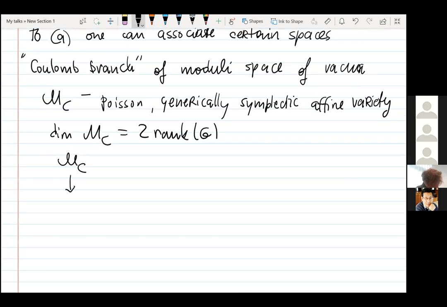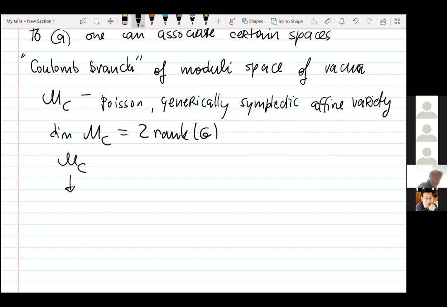Sorry, stupid question. Poisson would mean generically symplectic? Right. It means that it has an open part on which the Poisson structure comes from a symplectic structure. The problem is that it will typically be singular, and so usually just the non-singular part of it will be symplectic. I'm actually not sure that that's literally always true, but typically that's true.